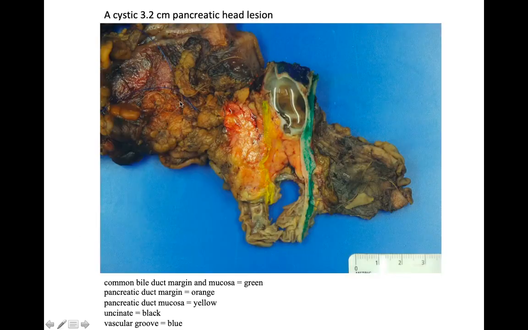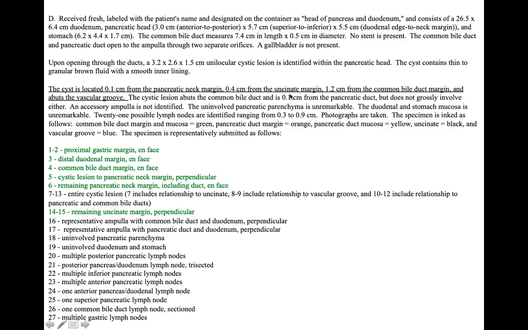Great, let's do the next case. This is a cystic 3.2 centimeter pancreatic head lesion. You can see that this specimen is inked, with yellow being the pancreatic duct and green being the common bile duct. And then there's a cystic, mucoid-like lesion. When it's a mucoid type of lesion like this, it could be a mucinous neoplasm. Then on histology, you would look for ovarian stroma, and you would look for dysplasia if it's present. Here, the way that you would sample this is really straightforward.